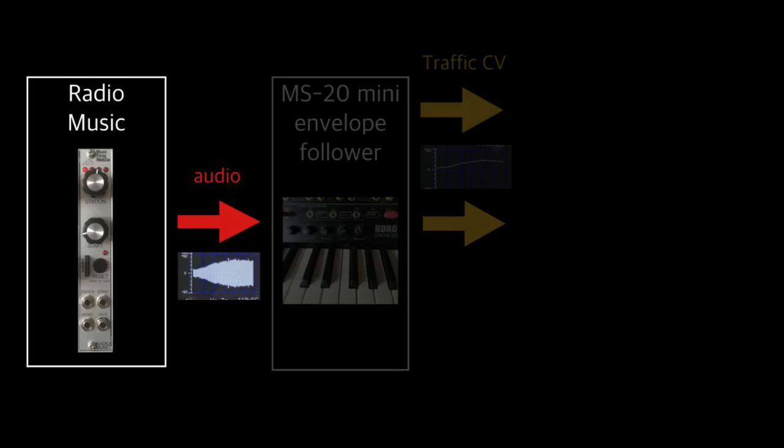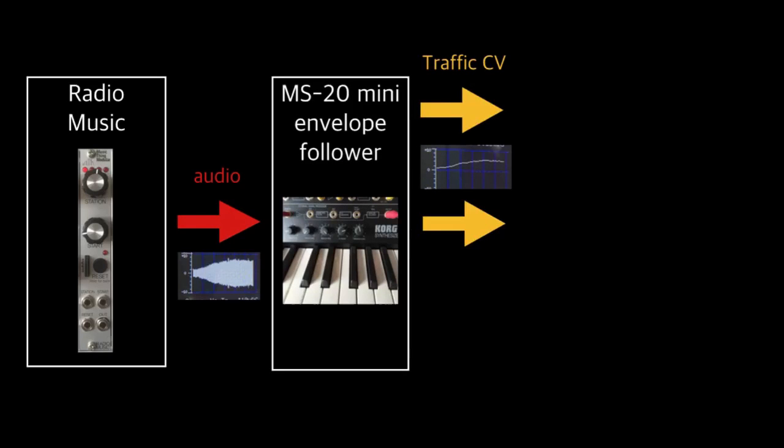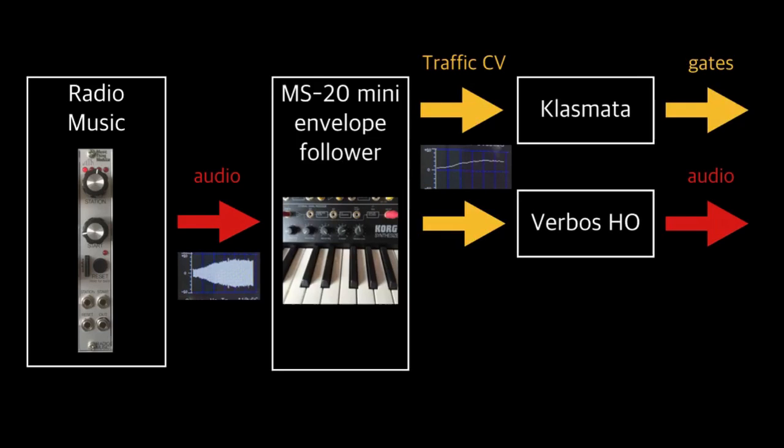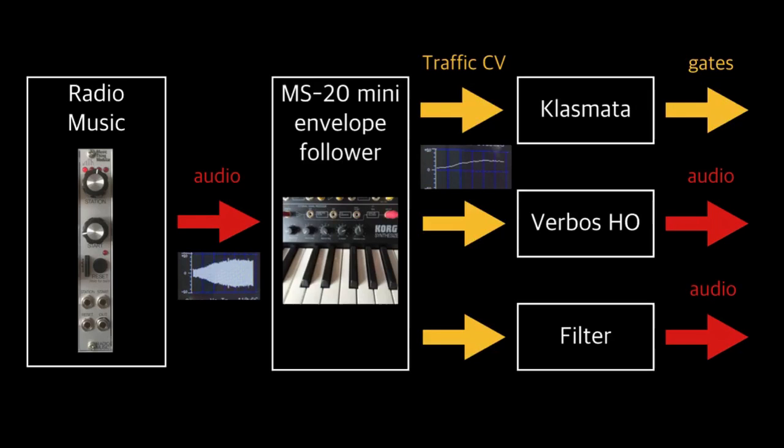I used a radio music module to play this audio into an envelope follower with extra slew to generate CV. For this I used my Korg MS-20 Mini, but there are plenty of envelope followers in Euro that would work. This CV, representing traffic volume, then drove the density of rhythmic patterns using Klasmata and the harmonic structure of a Verbos Harmonic Oscillator, as well as the filter cutoff for the bassline.